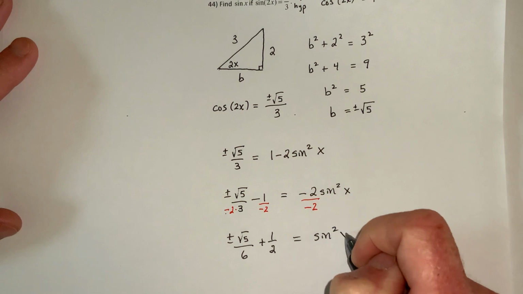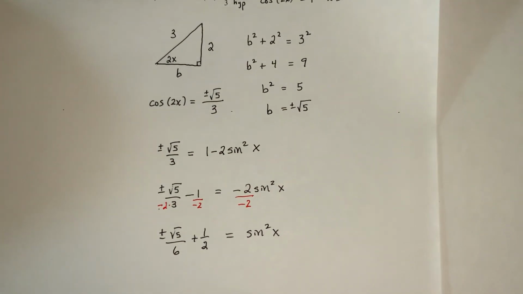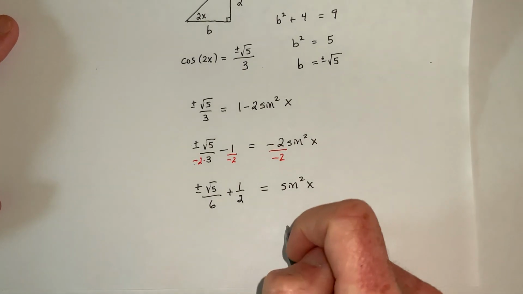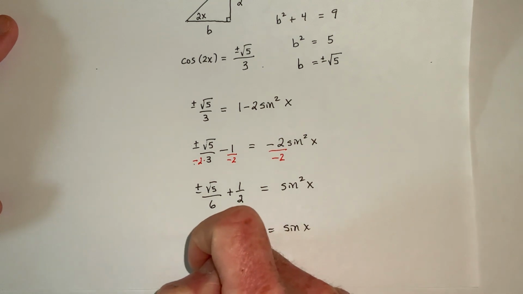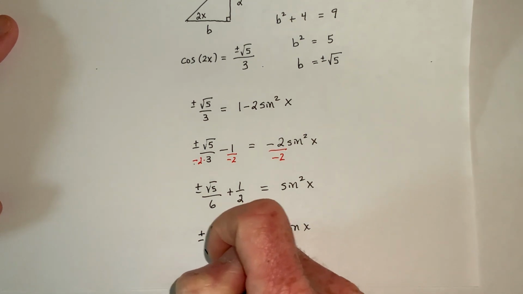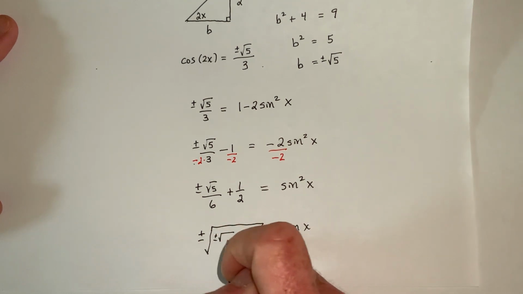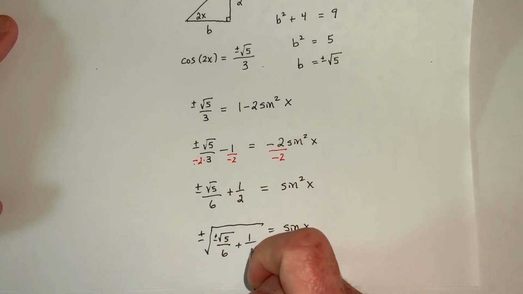And we're one step away. The last thing is take the square root. So then sine of x is equal to plus or minus the square root of the whole thing. That is a very interesting looking answer.